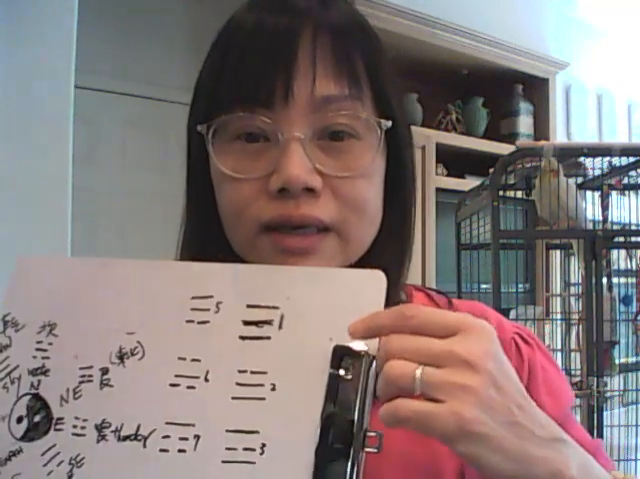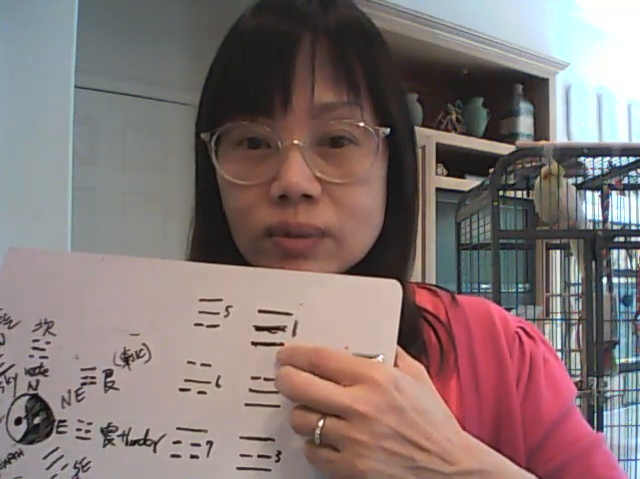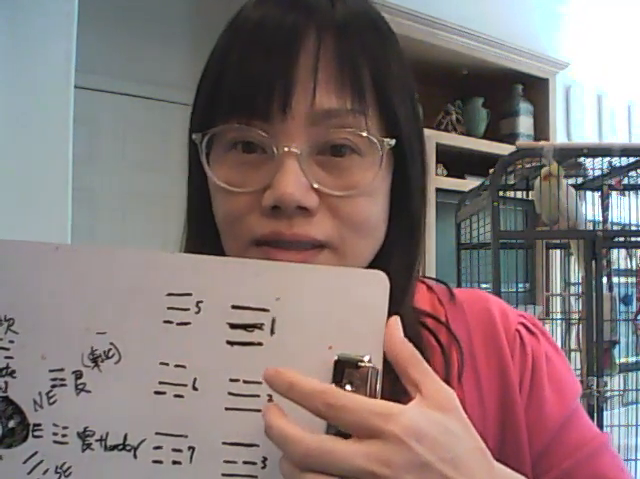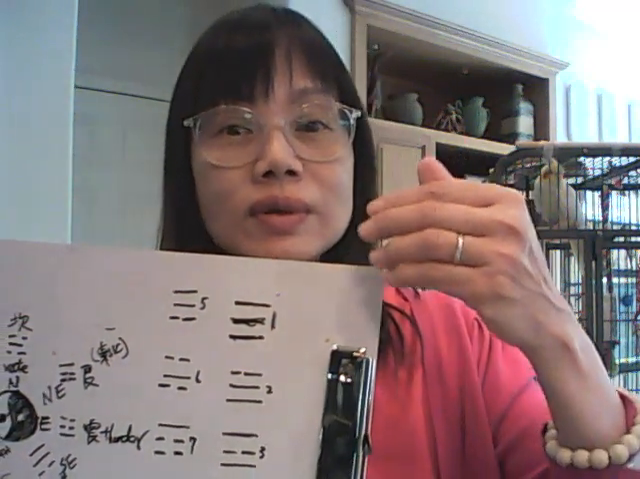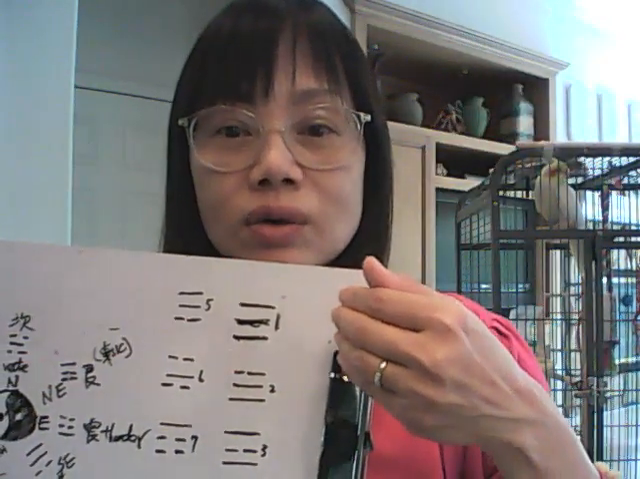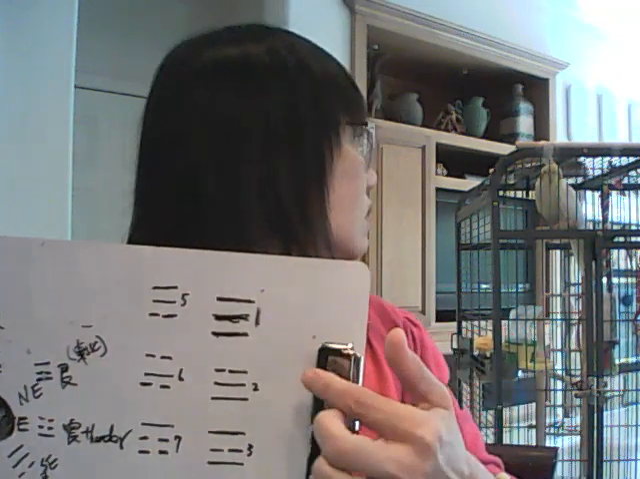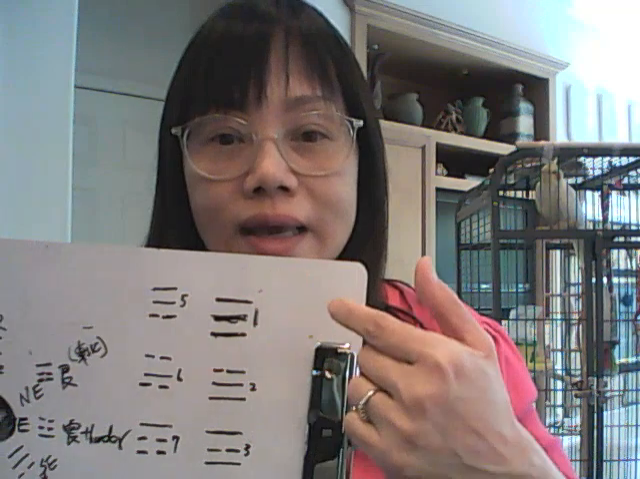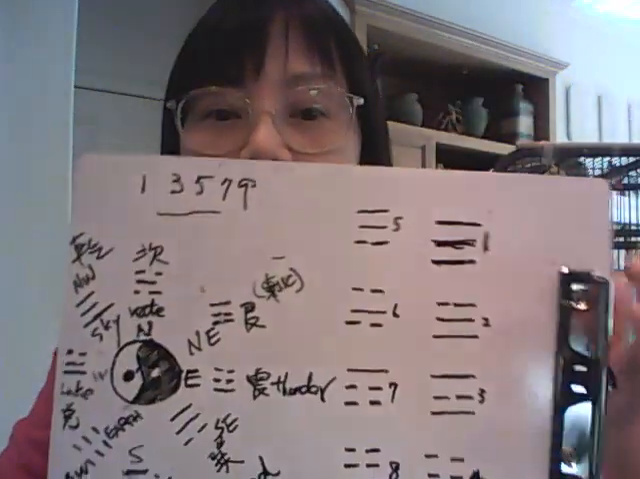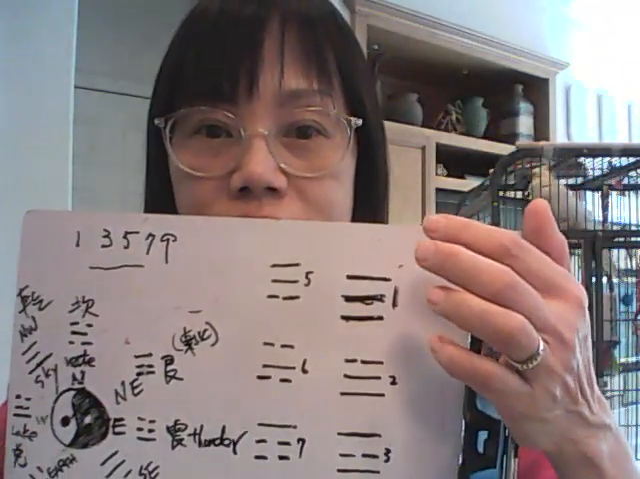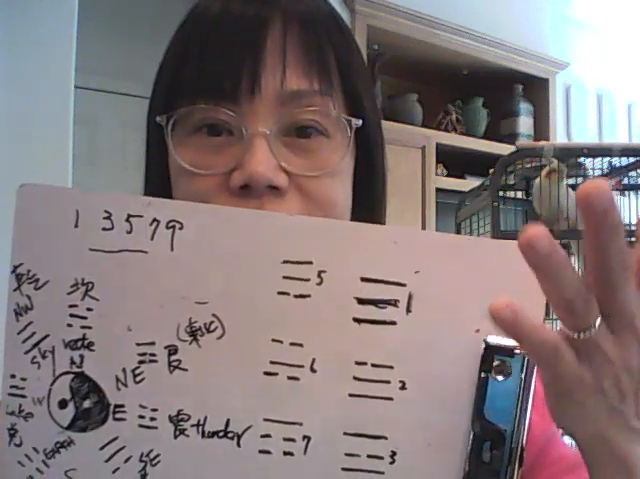Okay, and professionally, when we see the Yao, we count it from lower to top. It's different, because people usually count everything from top to lower. But with I Ching, you count it from lower to top. Okay, and with Yang, it's the number of 1, 3, 5, 7, 9.